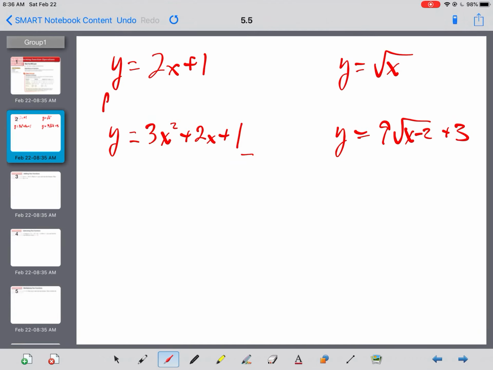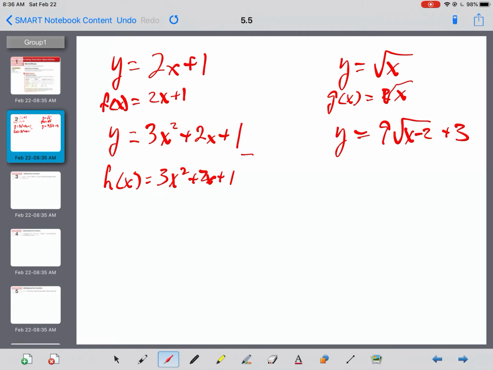So instead, they write them as f of x equals 2x plus 1, or g of x equals the square root of x, or h of x equals 3x squared plus 2x plus 1, and j of x equals 9 square root of x minus 2 plus 3. The y and the f of x mean the same thing. F of x is y. It's the output of the equation. It's the vertical part of the graph.